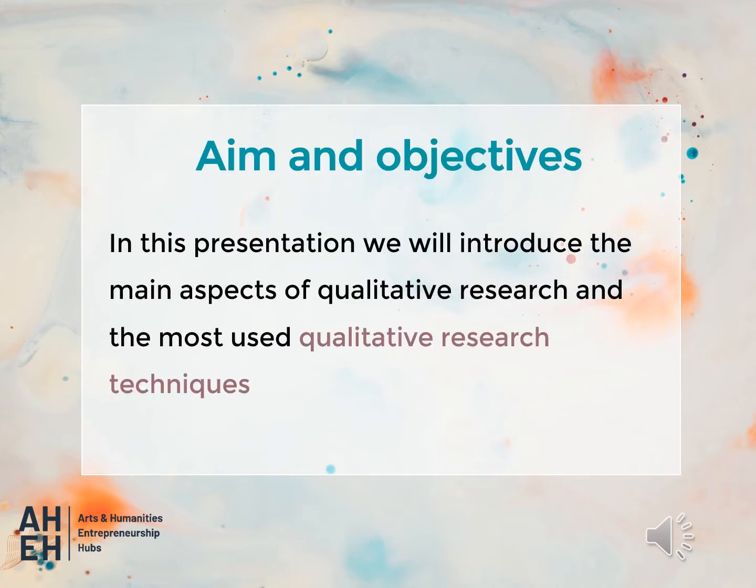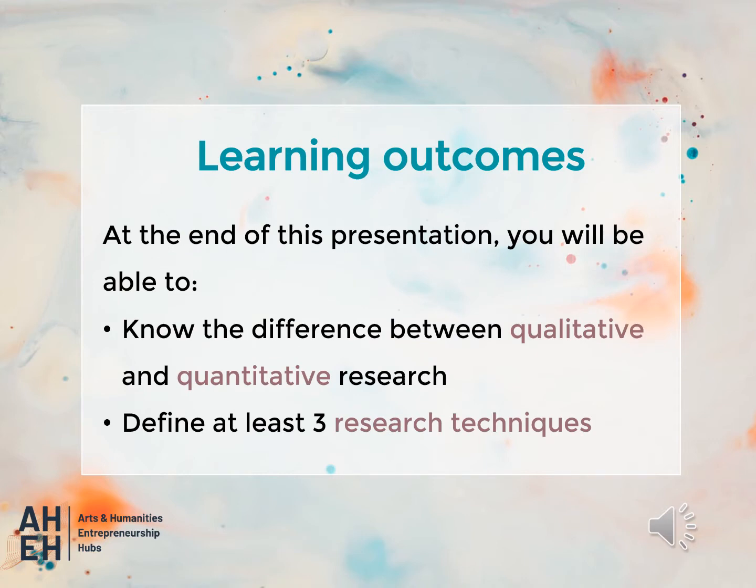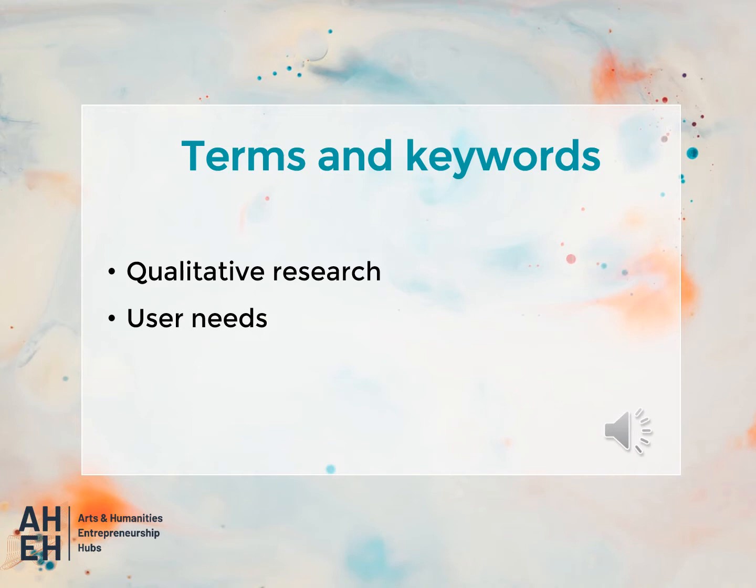Aim and Objectives. In this presentation, we will introduce the main aspects of qualitative research and the most used qualitative research techniques. Learning outcomes. At the end of this presentation, you will be able to know the difference between qualitative and quantitative research, define at least 3 research techniques. Terms and keywords. Thanks to this presentation, you will learn keywords like qualitative research and user needs.